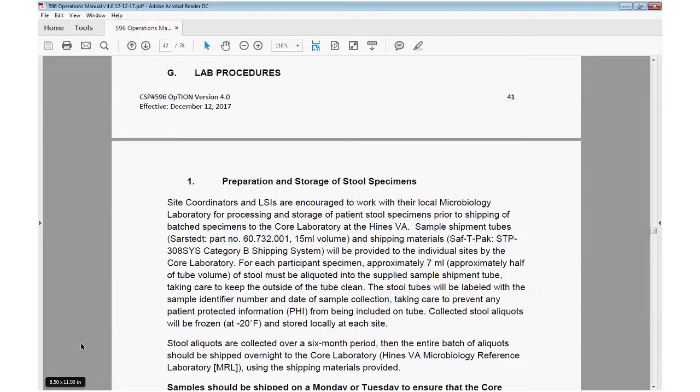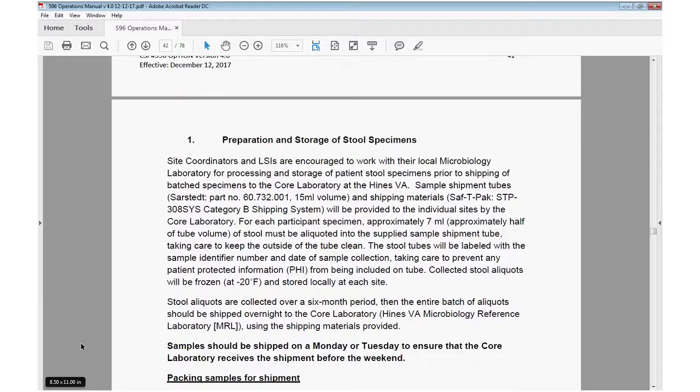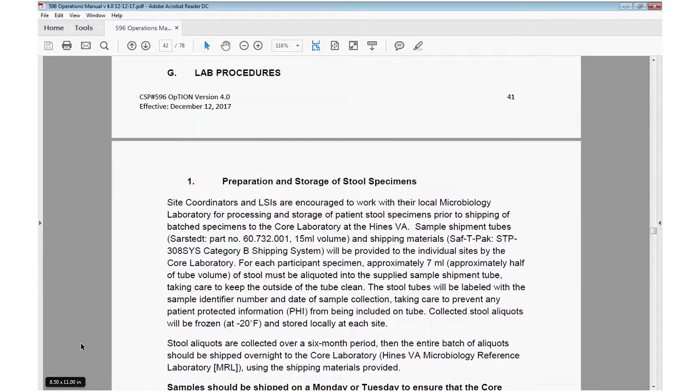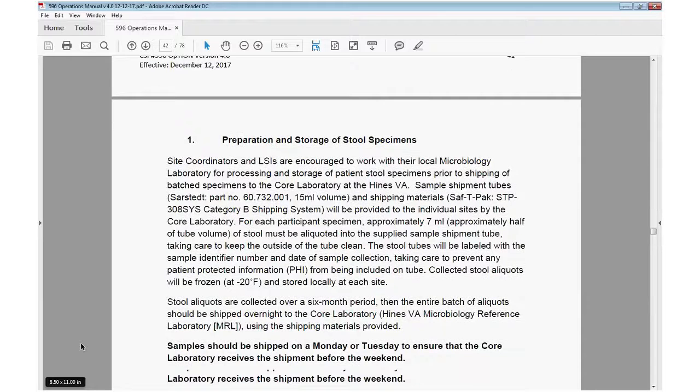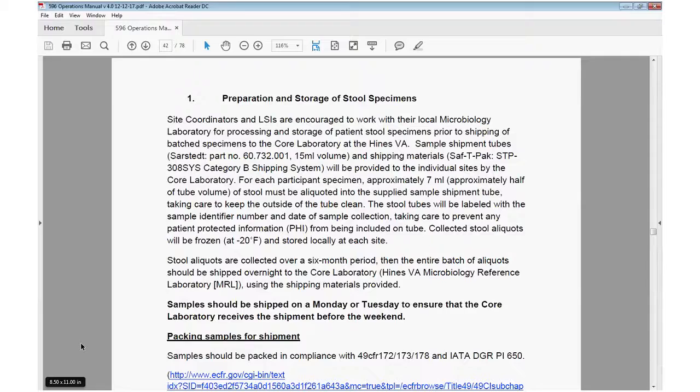Lab procedures, processing of stool specimens. There is an operations manual for this. I will skip over this section as there is additional training for the lab procedures, but it is recommended that you do review this material. Samples will be shipped at our request to the core lab twice a year. We will send notifications of when we want you to do that, and we will provide additional assistance when that happens.